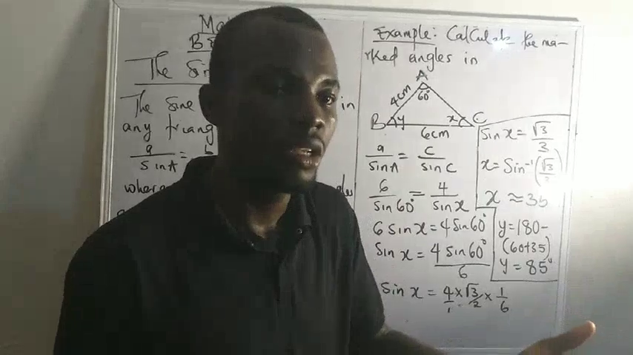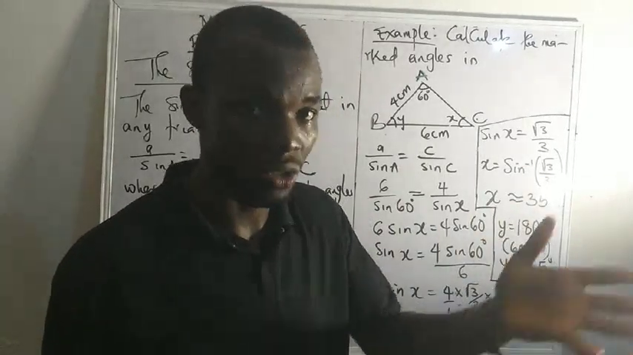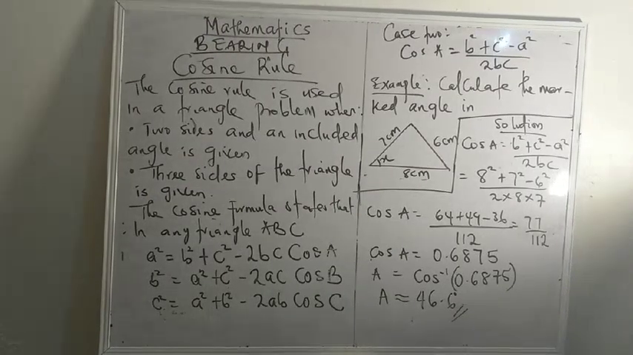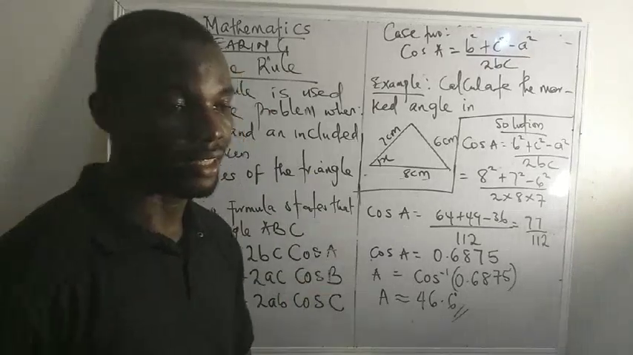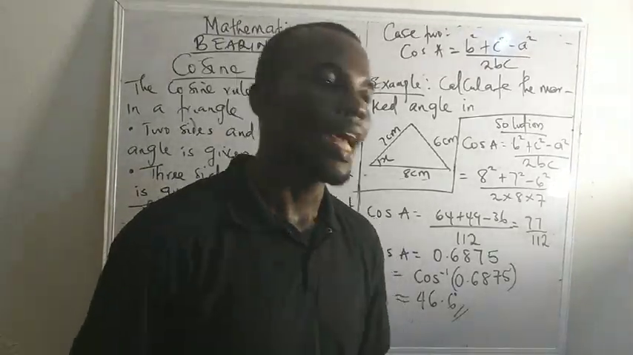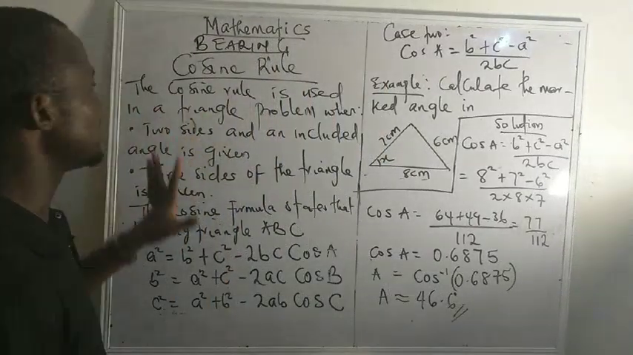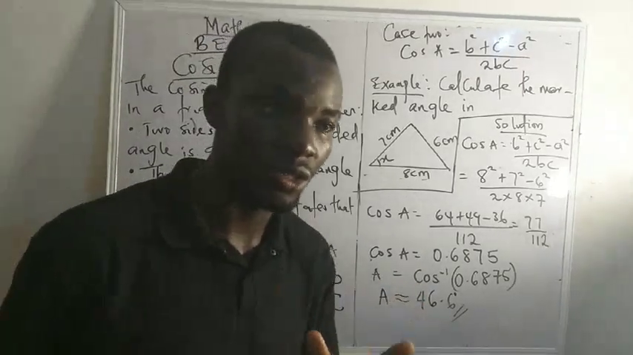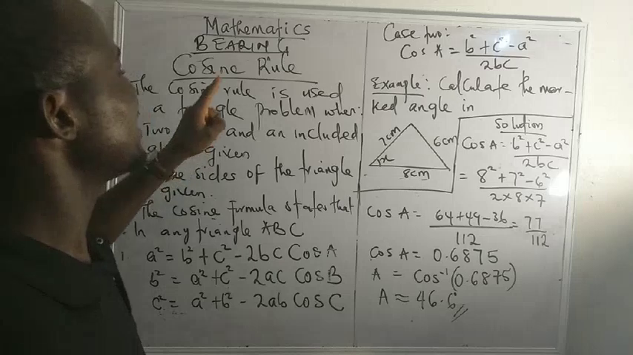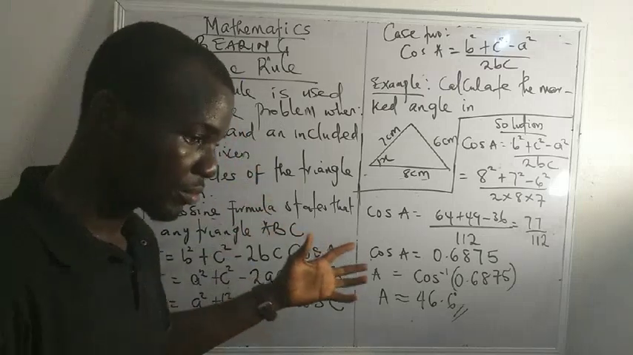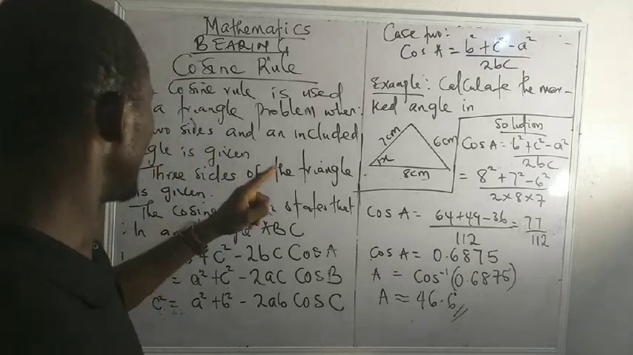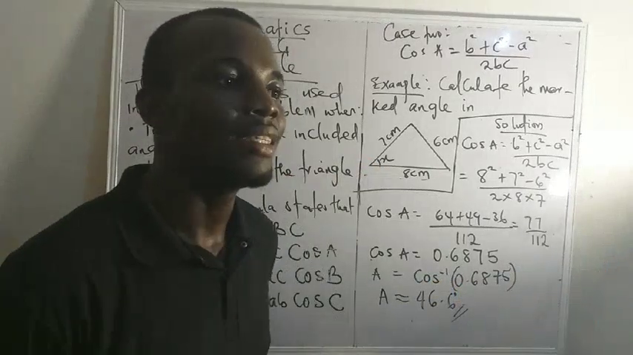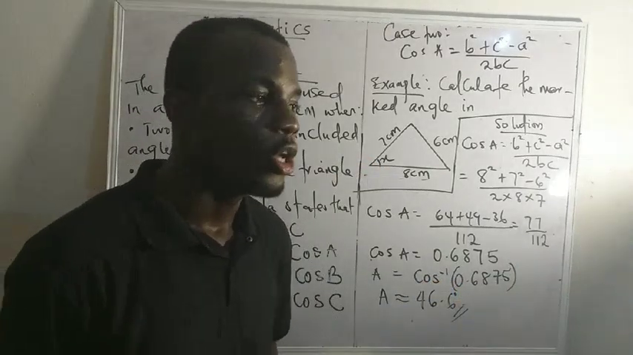I want to go on with the cosine rule. This is the cosine rule case, and the cosine rule is used in a triangle when, number one, two sides and an included angle are given. Number two, three sides of the triangle are given. Those are the two cases you should always check for when you intend to use the cosine rule.